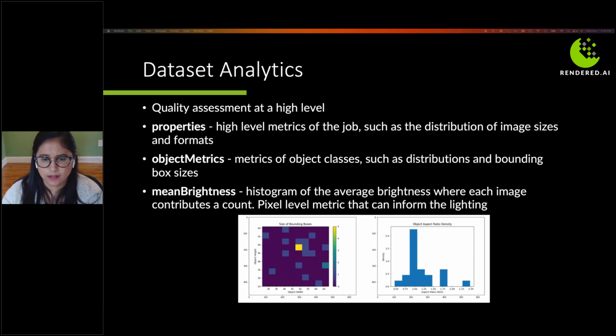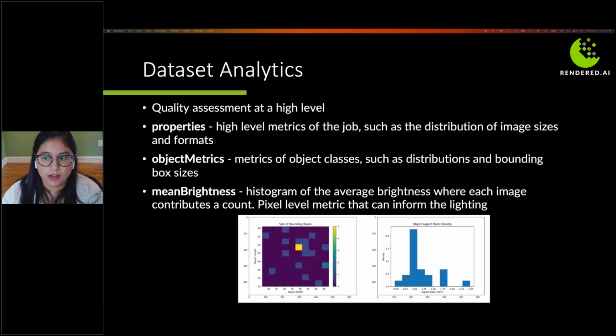This is just code that we've written, and we get charts of, for example, a heat map of the size of bounding boxes and object aspect ratio density, and these are pretty general, but what I want to point out is that when you just look at a chart like this, if you're not the domain expert, you are not going to know how to interpret that chart.